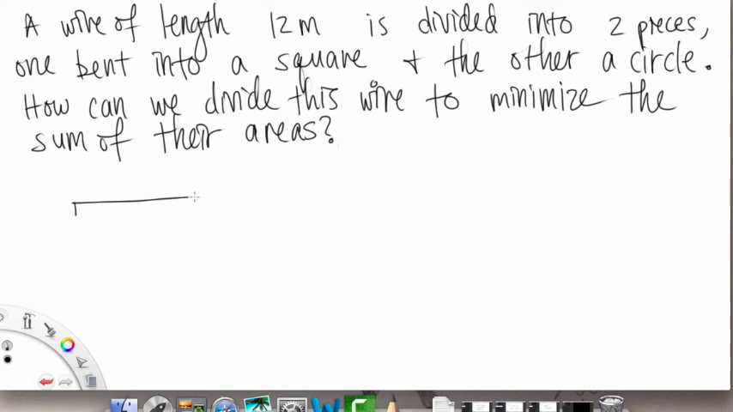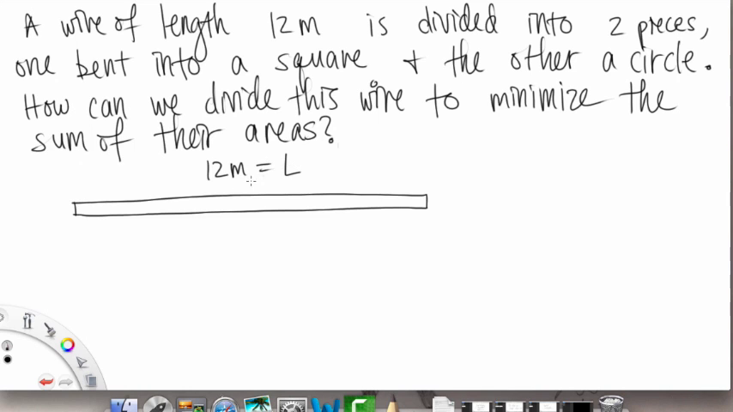So we have, let's say, this wire, and it is 12 meters long, it's given. So this is our length L, 12 meters, the entire length of the wire. Then what we're going to do is split it at some point. So let's say we cut it here. We're going to call this length X, and then this length is 12 minus X, because when you add them up, you get a total of 12.